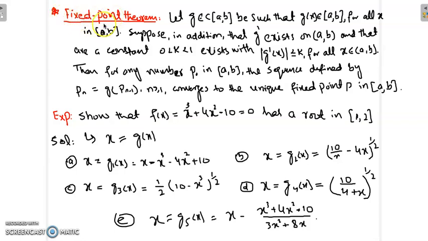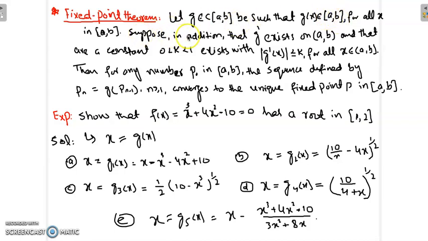In today's lecture, I would like to discuss the fixed point method. For this, I will discuss the fixed point theorem, which states that for any function g belonging to the interval, g should be a continuous function on the interval [a, b], such that for all x belonging to the interval [a, b], the values of g(x) should also belong to this interval [a, b].